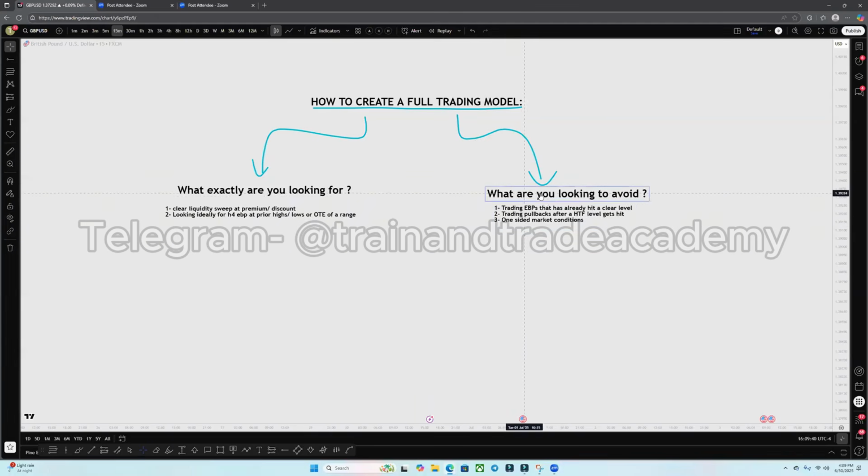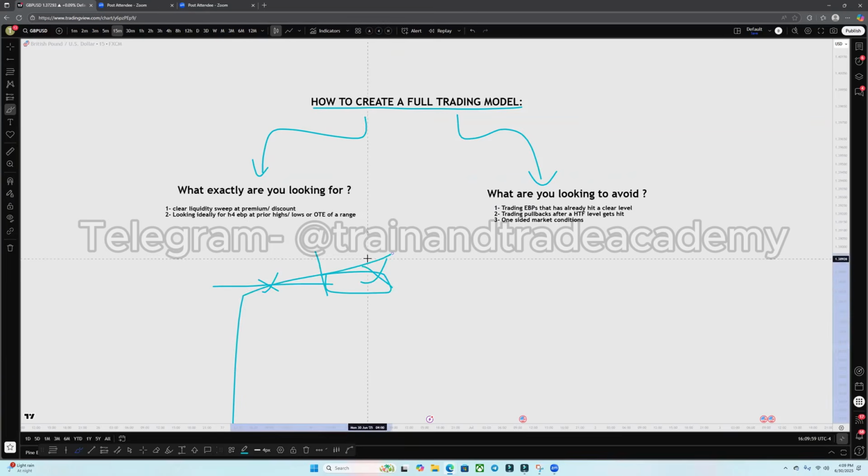And again, that's why you guys have to answer these questions, because some of you might actually absolutely love to trade one-sided markets, right? But for me, I don't like trading EBPs that already hit a clear level. So if I'm looking to target maybe a DOL and I see a bearish EBP that forms after we swept a key swing low, this is not part of my rules. I do not want to trade this. This is not for me personally. Okay, let me just be careful with this.